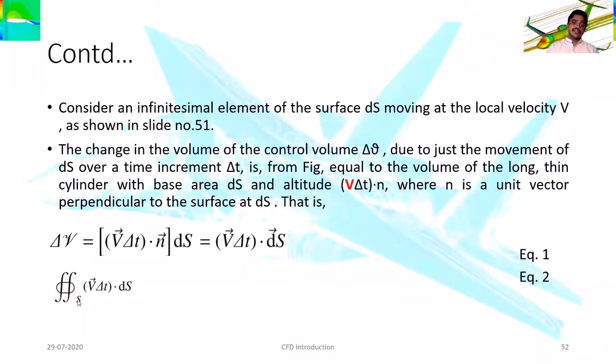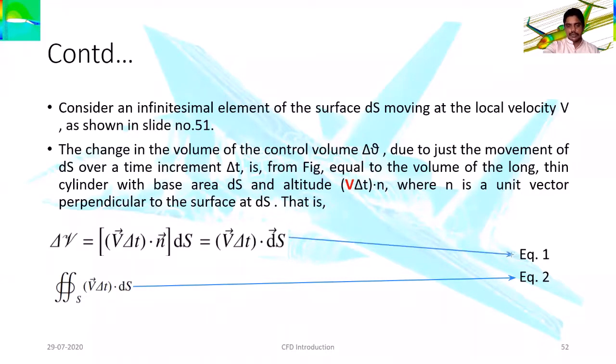Cyclic integral over that surface gives me the complete change of that particular surface into the volumetric change. Then it becomes the total volume change happening along that particular fluid flow, which has resulted in equation 2. So this represents the change in the volume. Equation 1 was defined only for the elemental volume, and in the second case I have taken an integral over it.